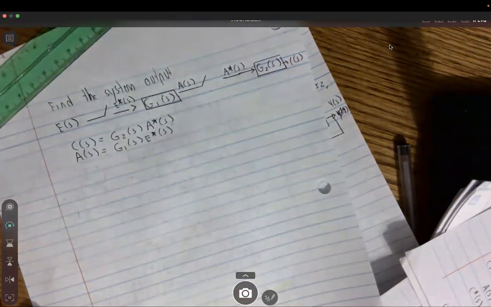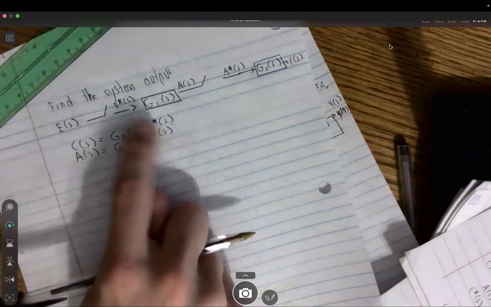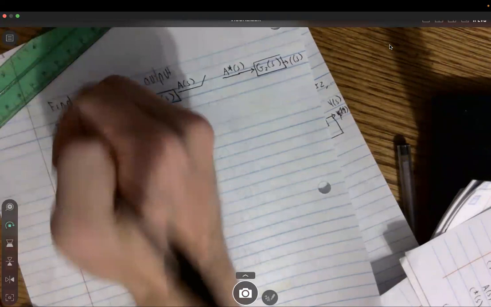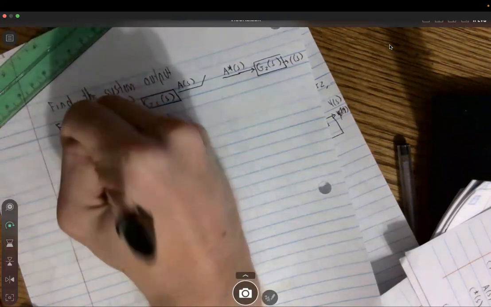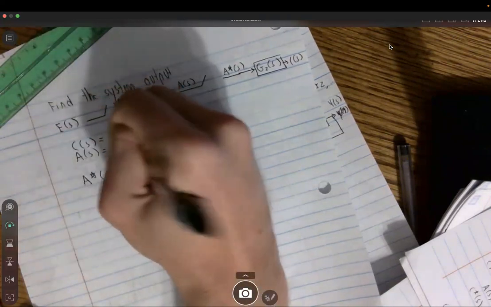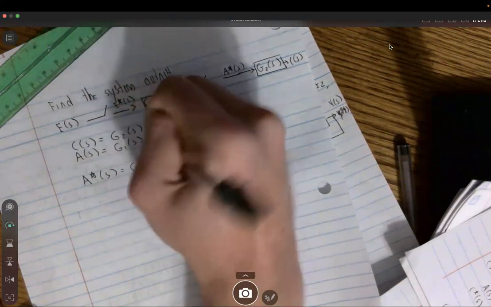And now I'm going to take the star transform of these. So notice I need the star transform of A to solve for my output. So I'm going to take the star transform. So down here, my star transform of A is going to equal G1 star of S times E star of S.